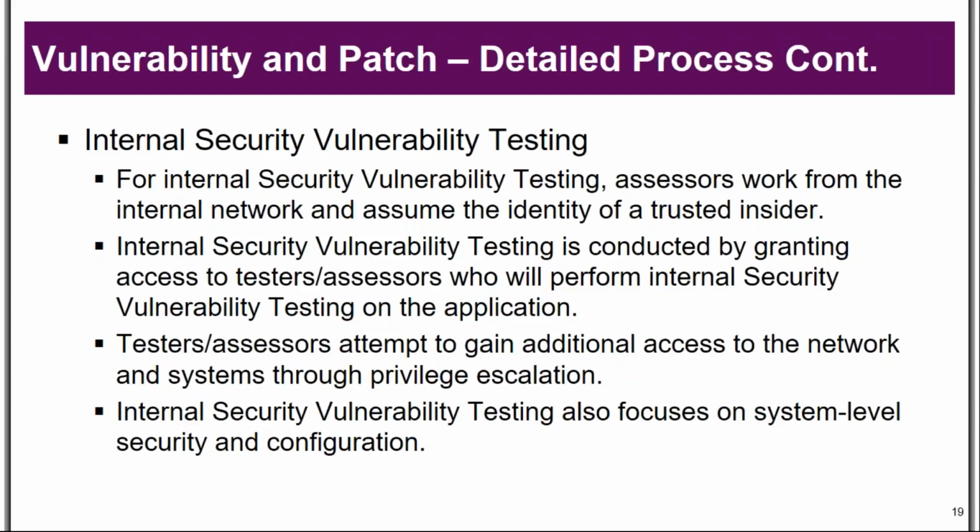We're going to do that by granting access to those testers who are going to perform that internal security vulnerability test on the application. They're going to be granted some level of access to the network. It's not blind, like I mentioned before with a black box. They're going to be granted access probably as a normal user, or what you call a general user, and provided with information that that user would have at their privilege level. And their job is to see if they can escalate those privileges.